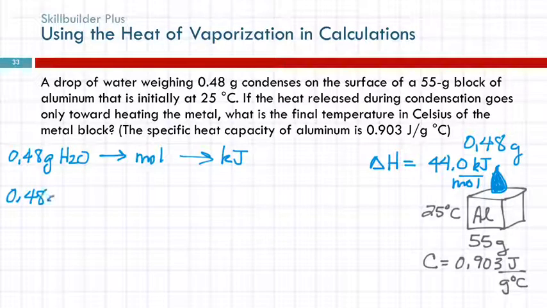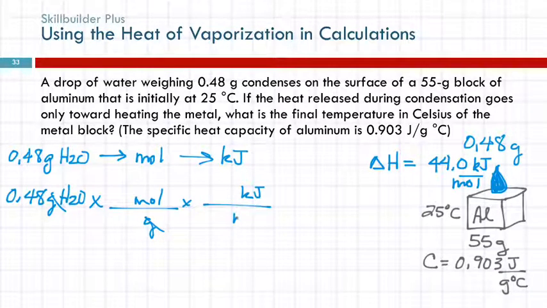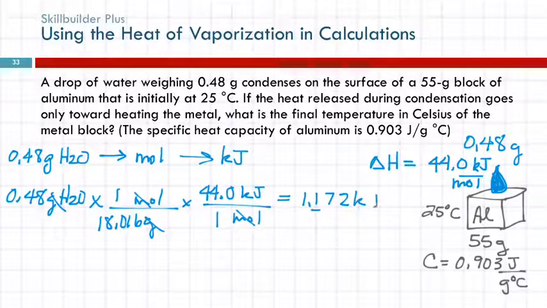So 0.48 grams of water times, we're going to have mole here and grams in the denominator, so the grams cancel. And the second arrow will have kilojoules on top and moles on the bottom. 44.0 kilojoules per one mole. This will be the molar mass of water. So we got 0.48 divided by 18.016 times 44 kilojoules of energy. So as that water condenses, it releases 1.172 kilojoules of energy. Any questions?